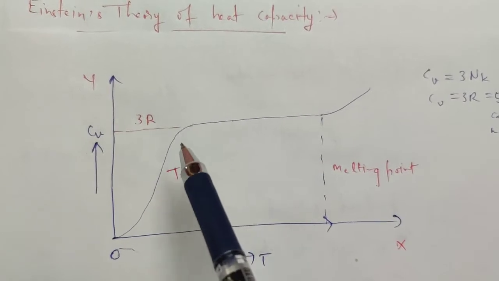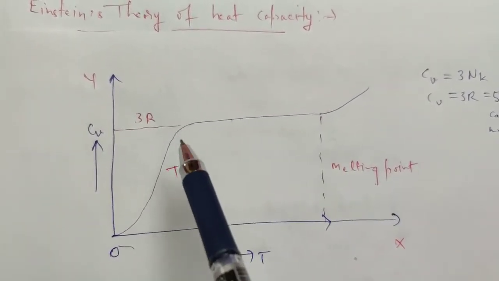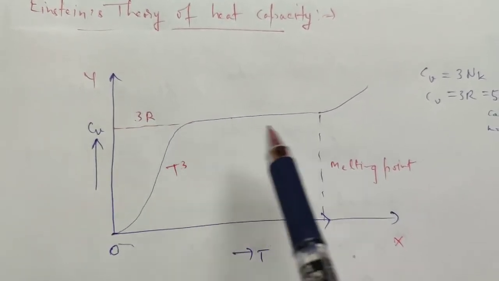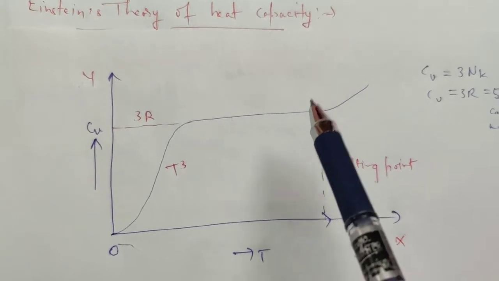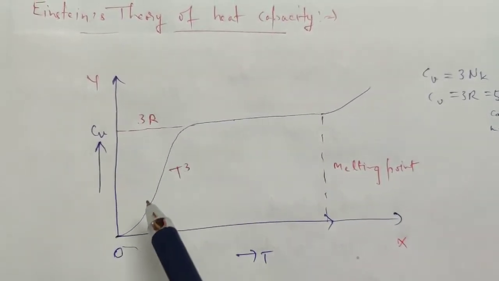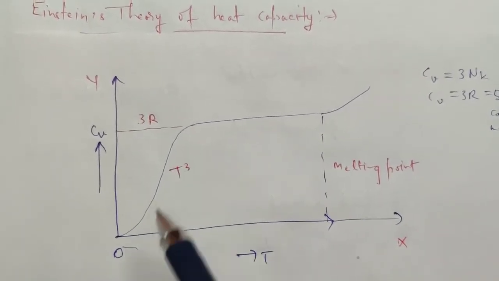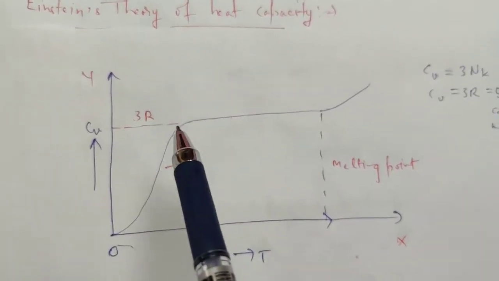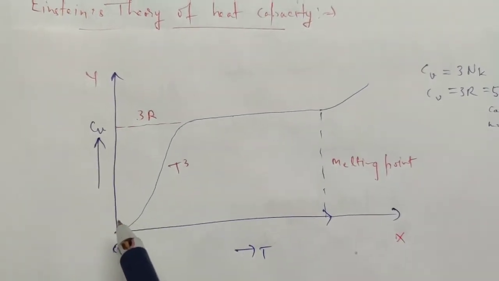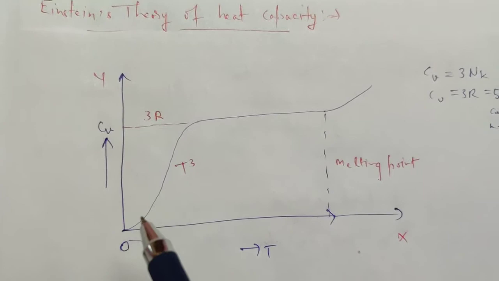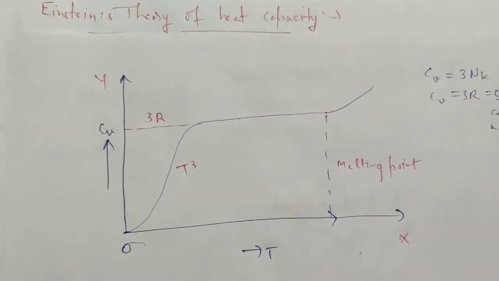In the mid-range of temperature, the Dulong-Petit law is followed. That is, the specific heat capacity remains constant from room temperature to the melting point. But at low temperature, it decreases very rapidly and follows the T cube law. Therefore, the Dulong-Petit law is not applicable at low temperatures. Einstein noticed this flaw and formulated another theory of heat capacity.